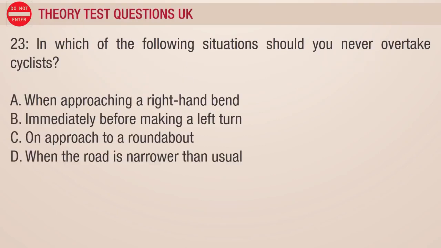Question 23. In which of the following situations should you never overtake cyclists? A. When approaching a right-hand bend. B. Immediately before making a left turn. C. On approach to a roundabout. D. When the road is narrower than usual?